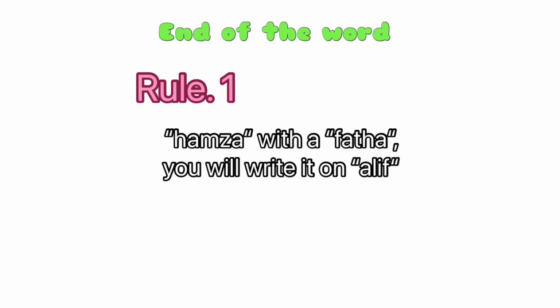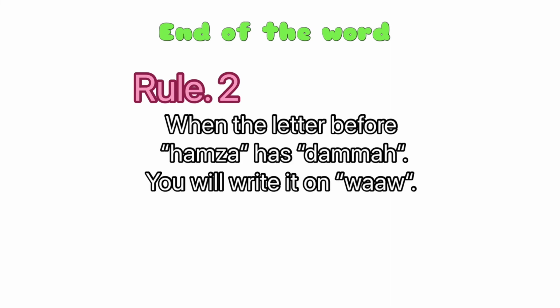Rule number 1: when you see a hamza has a fatha at the end of the word, you will write it on an alif, such as the word khata. Khata means wrong. There is a fatha on the hamza, so the alif would act as its carrier. Rule number 2: when the letter before the hamza has a dhamma, such as lu'lu', you are gonna write it on a waw. The waw would be the carrier for the hamza.